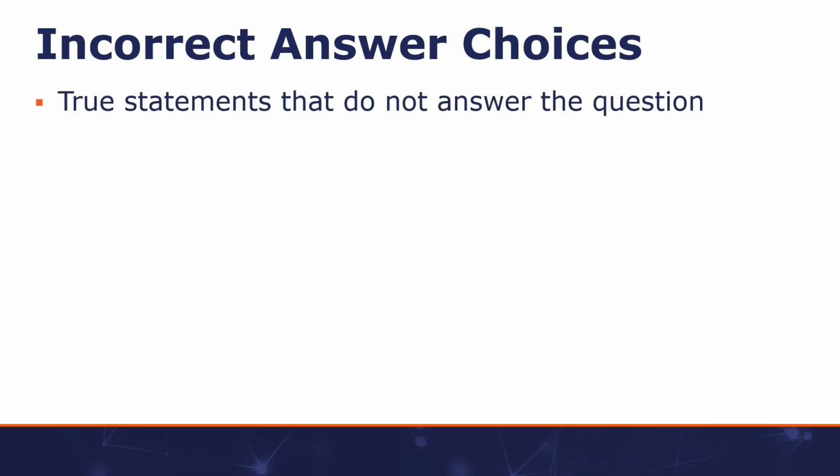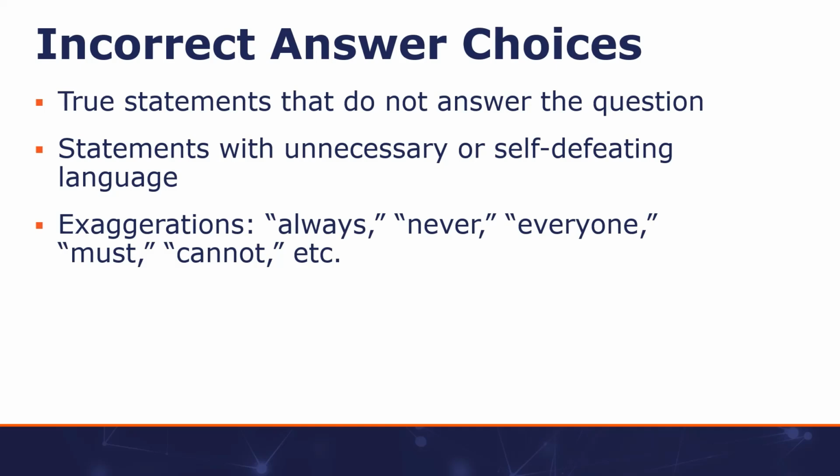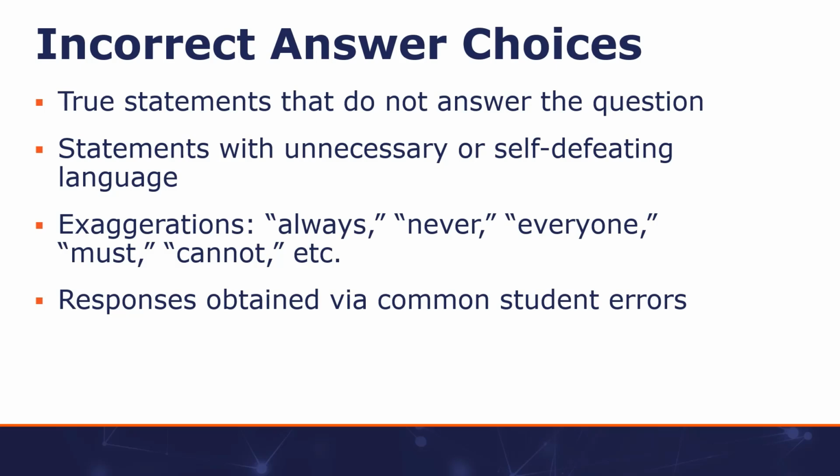The first are true statements that do not answer the question. The second are statements with unnecessary or self-defeating language. The third are answer choices that contain exaggerations. Think words like always, never, must, cannot, etc. And the fourth are responses obtained via common student errors.